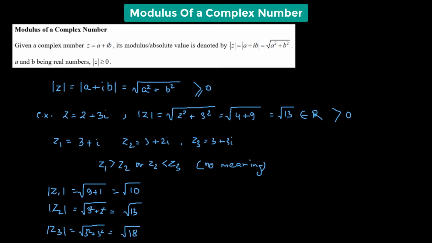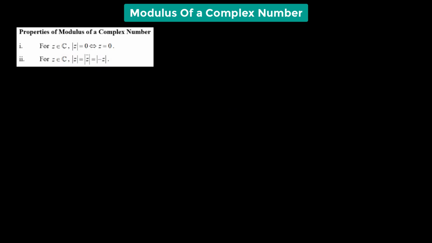Now it becomes evident that the absolute value of z3 is greater than the absolute value of z2 and the absolute value of z1. So this is where we can say that the magnitude of the given complex number z3 is the greatest and that of z1 is the smallest. Now that we have understood how to find the absolute value of a given complex number, let us talk about some of its properties.